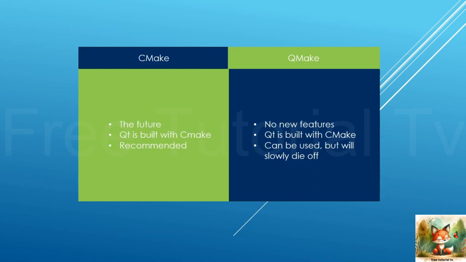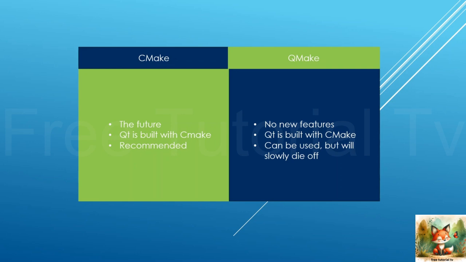CMake is the future. It is the thing that is going to be used even by the Qt company to build the Qt framework, starting from Qt6, and it is recommended. QMake is the old thing they used to build Qt, I think up to the Qt5 version, but CMake has taken over and it is going to be used going forward.